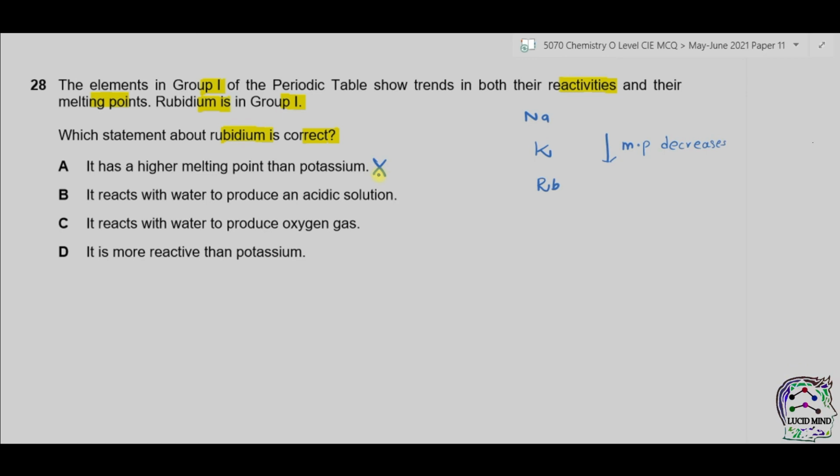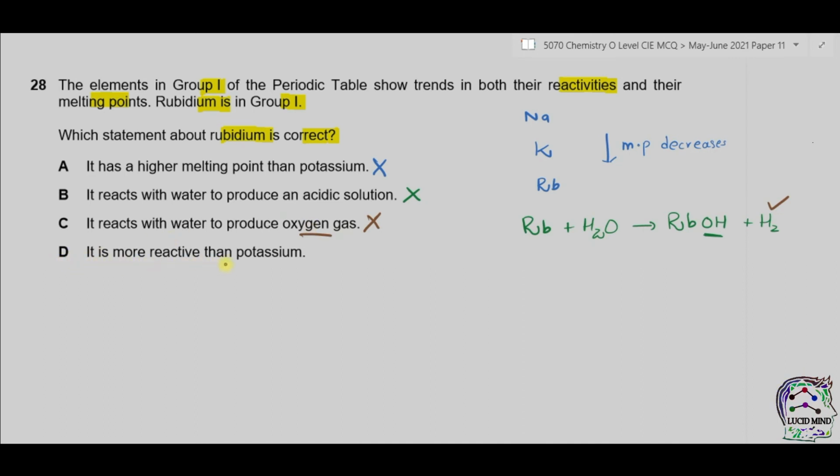This is wrong. Part B, it reacts with water to produce an acidic solution. This is also incorrect because group 1 metals are called alkali metals because they form alkaline solutions. For example, rubidium will react with water to form rubidium hydroxide along with hydrogen gas. So the solution is alkaline, it is not acidic. Part C, it reacts with water to produce oxygen gas. This is incorrect because it forms hydrogen gas upon reaction with water.